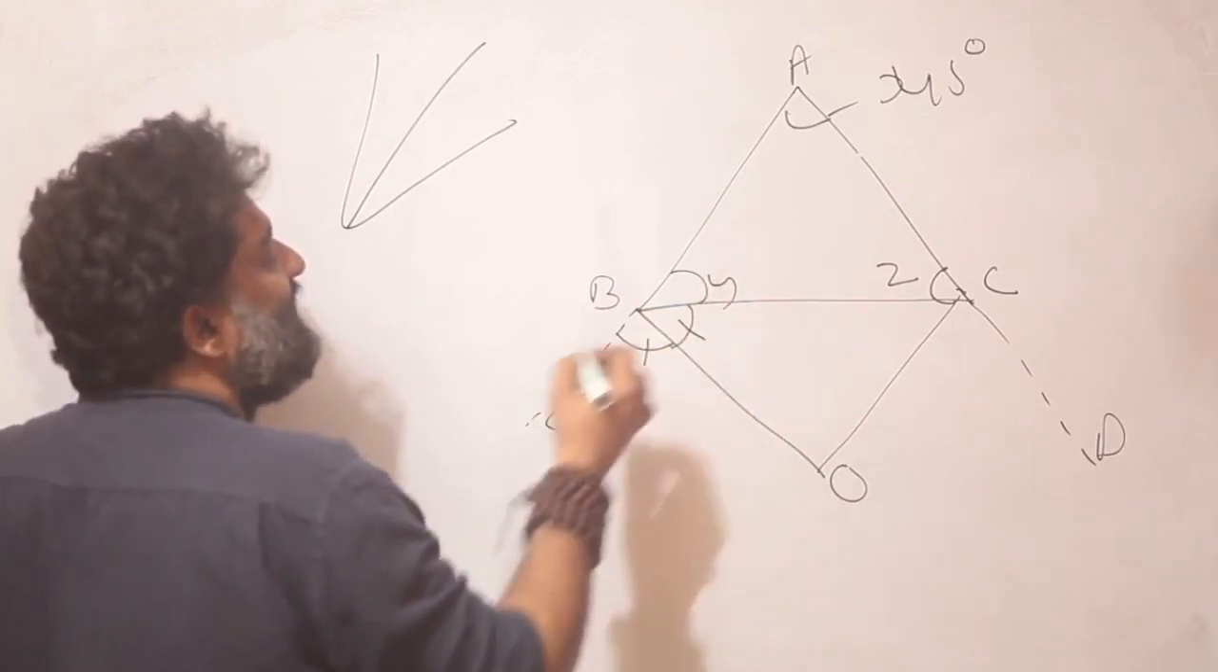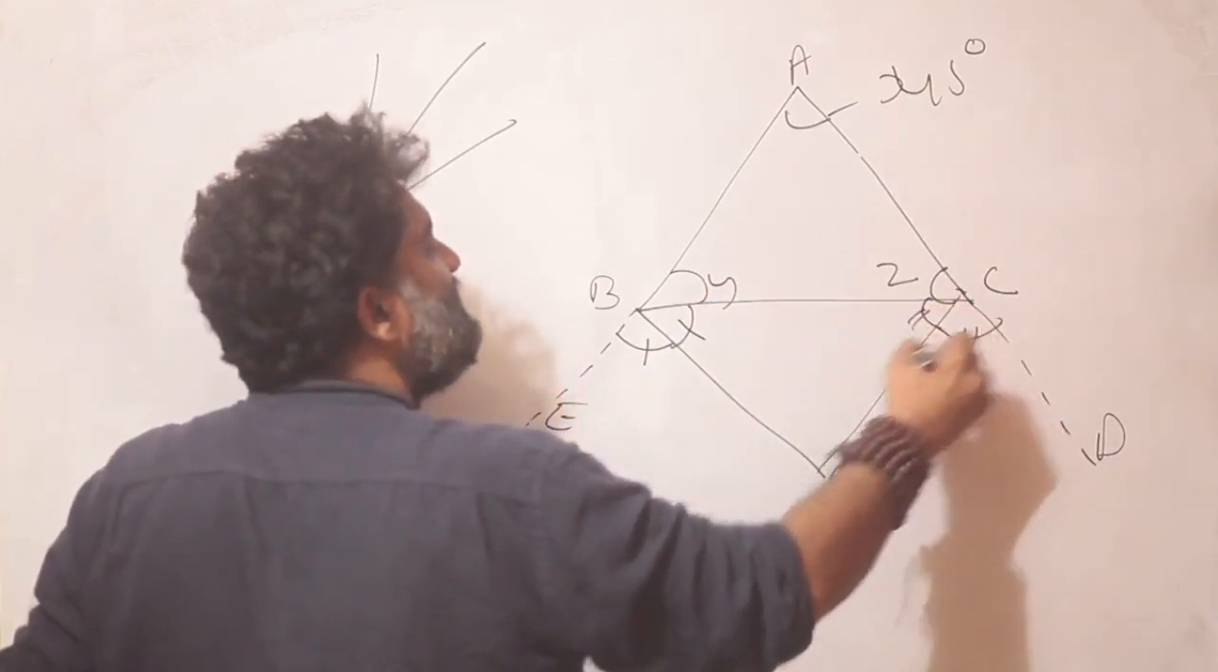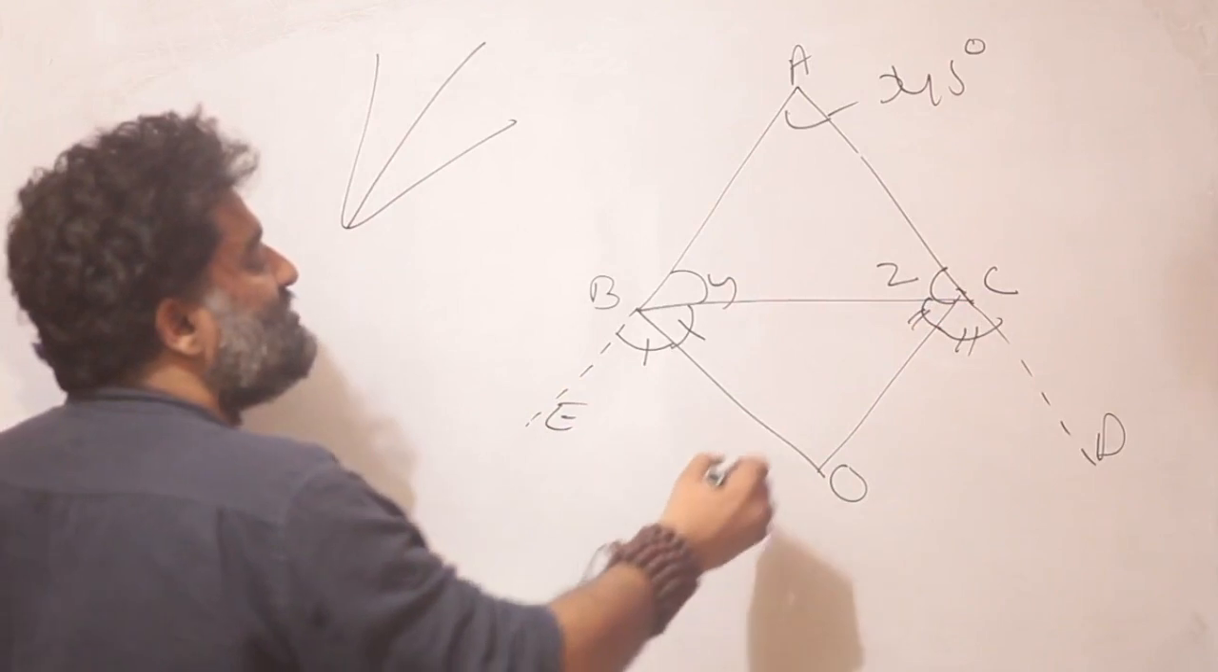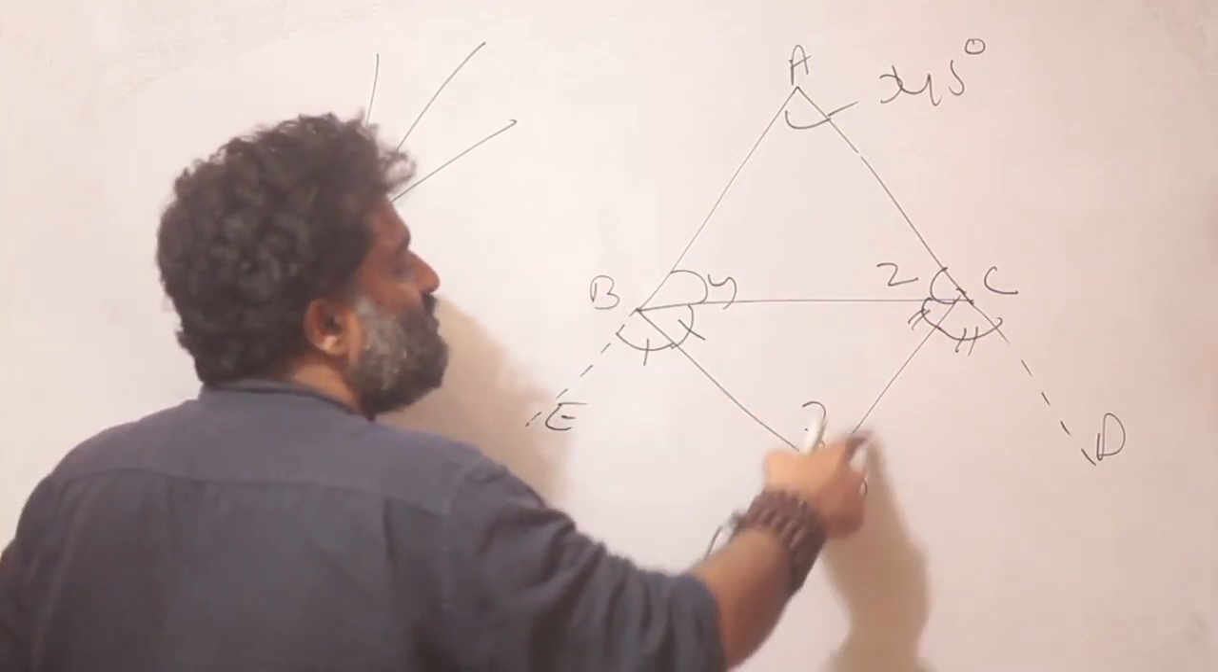That means these two angles are equal to each other, and the same story is repeating here. These two angles are equal to each other. And my question is, what is the value of this angle? What is the value of angle BOC?